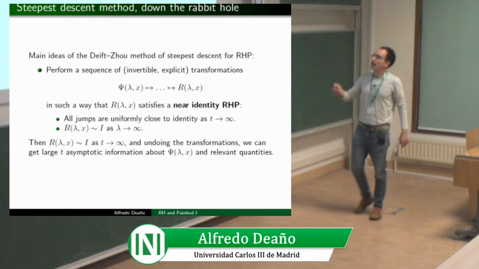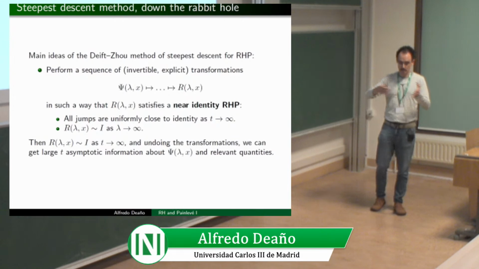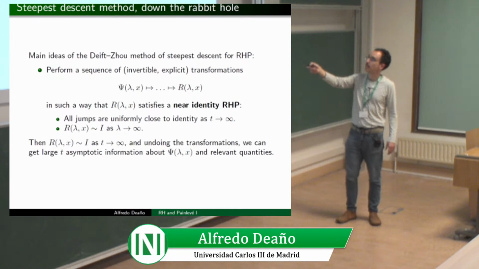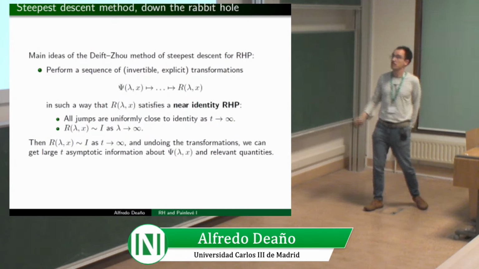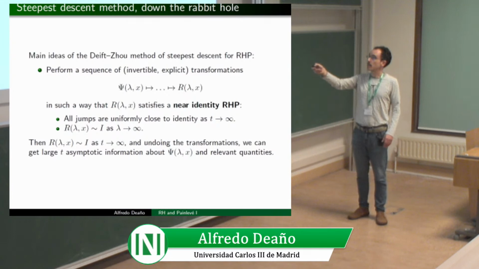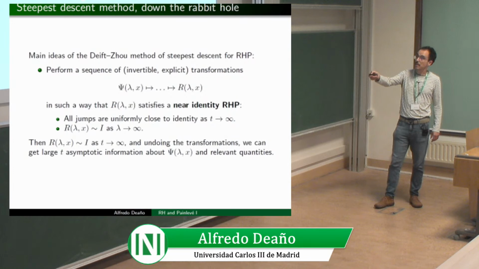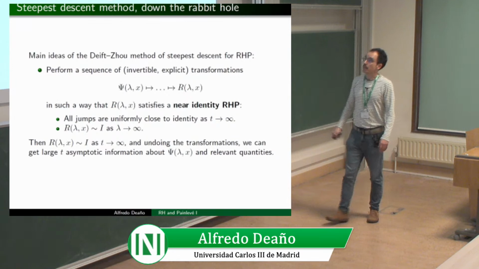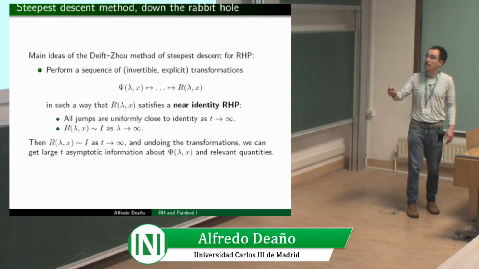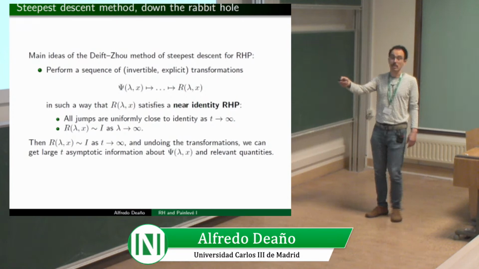And the idea, what you want to get in the end, some of this is a long process that sometimes looks a bit mysterious, but the idea is that in the end, you want a near identity. I don't know if this terminology is standard, but near identity Riemann-Hilbert problem, which means that all the jumps that you have in the end are uniformly close to identity as, well, it should be x, sorry, t will be related to x, so when your parameter is large, and the matrix R itself tends to identity at infinity. And in that case, there is a standard result in the theory of integral equations, that's one way to prove it, then the matrix R itself tends to identity as t tends to infinity.